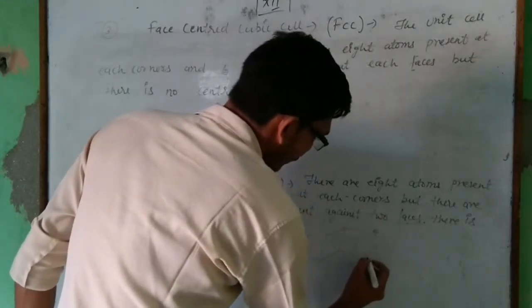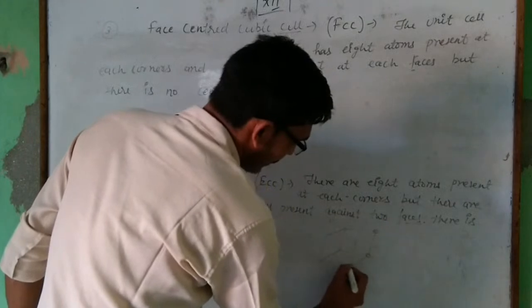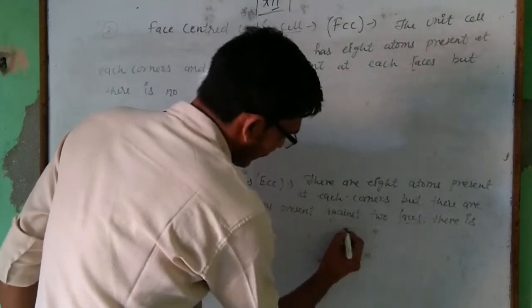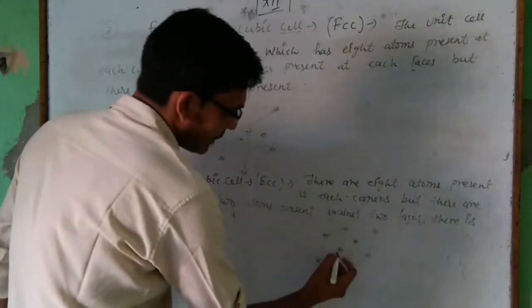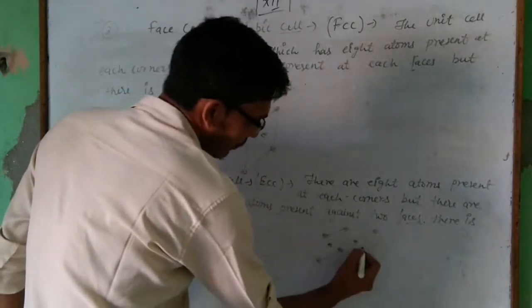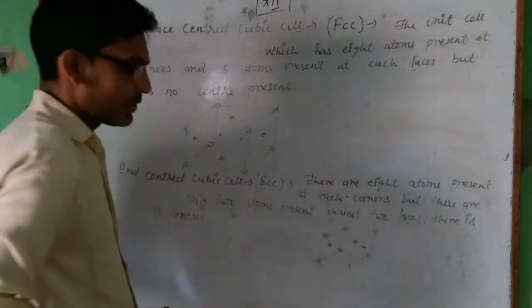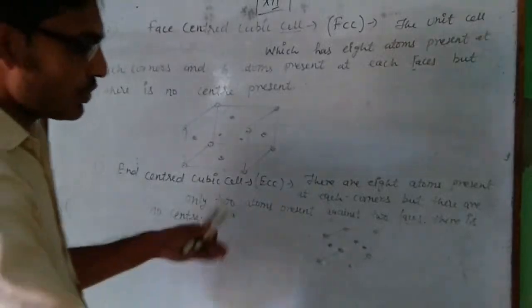So at each corner there are 8 atoms present, and there are only 2 faces in this end-centered cell. Only 2 faces. You can take only 2 faces opposite each other.